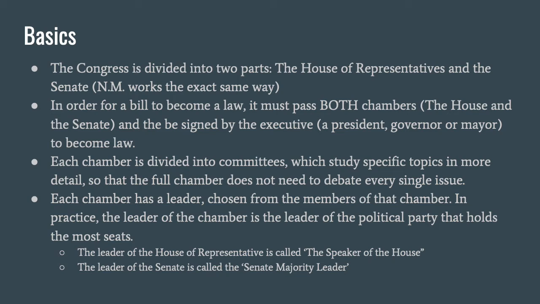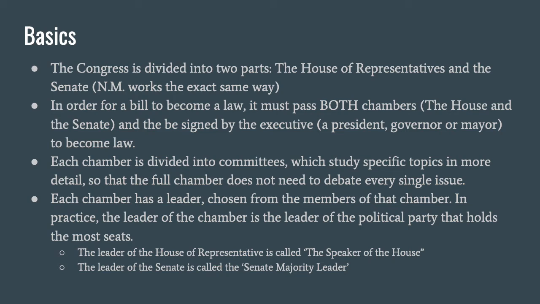In order for a bill to become a law, it must pass both of those chambers, both the House and the Senate, and then be signed by the executive, whomever that is. So if we're talking about the federal government, then the executive is the president. If we're talking about the state government, governor. Municipal government, you have a mayor. So it has to be signed by the executive.